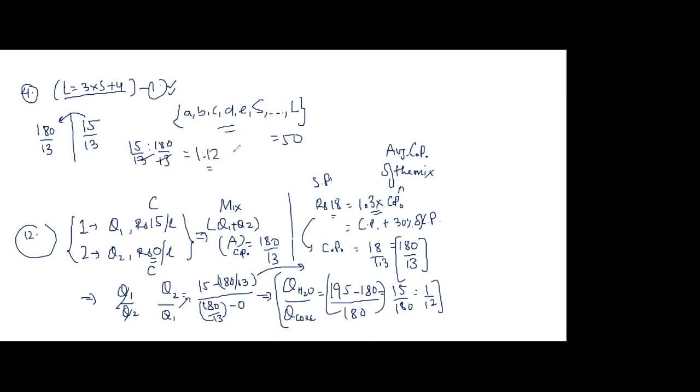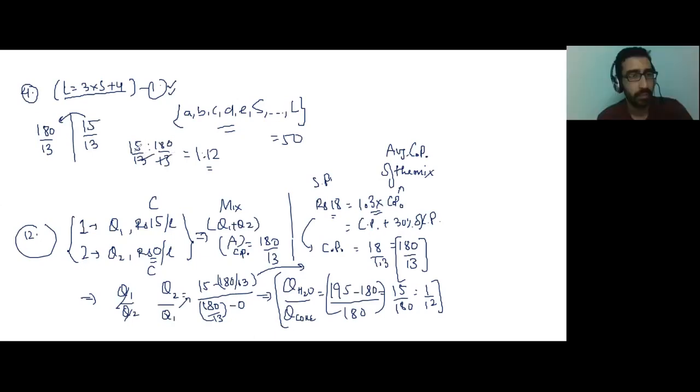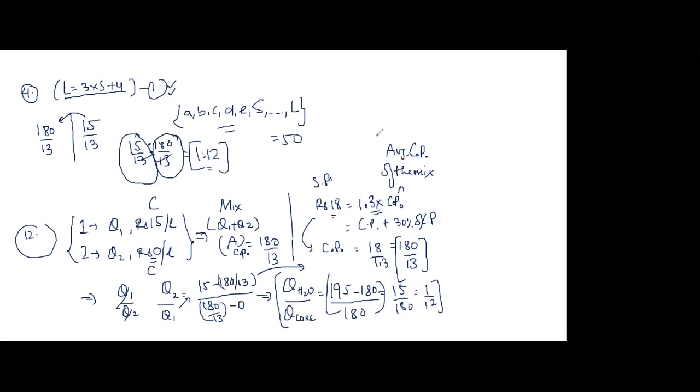What were the ratios? 180 by 13 is to 15 by 13. 15 by 13 belongs to water, sort of. It's the influence of water in the cost, in the selling price rather, in the price. And 180 by 13 is the influence of the actual coke concentrate, which will give me 1:12.